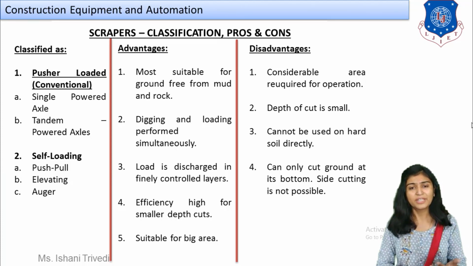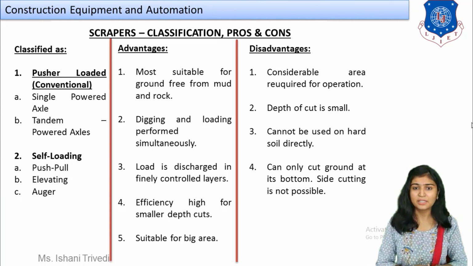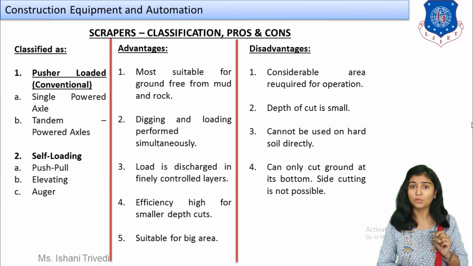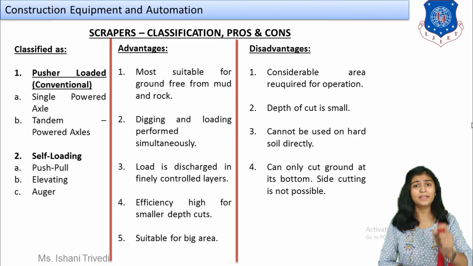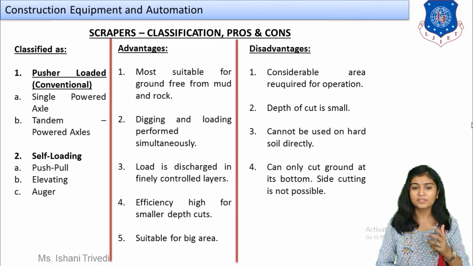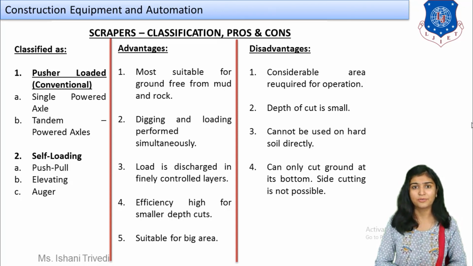Then digging and loading is done simultaneously. That is the main procedure. You will collect it and then you will lay it. Both of the works are done, so it is less time consuming. Efficiency is high for smaller depth cuts. It has a limitation of a cut of 250 mm only, and hence there will be a limitation, but efficiency is high for that smaller depth. Suitable for big areas, right? And load is discharged in finely controlled layers. This is the biggest thing for us.